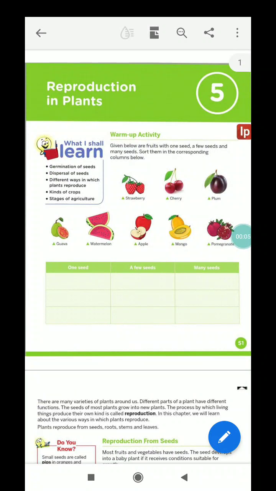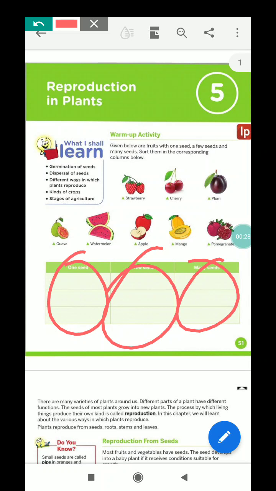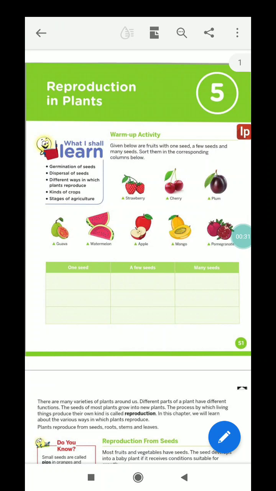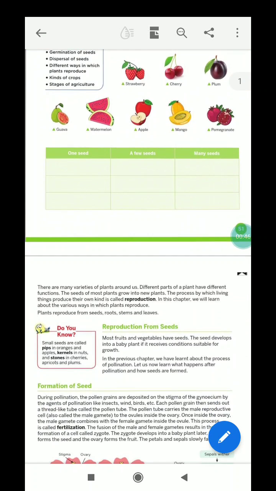We are doing class 4 science, chapter number 5, reproduction in plants. Here we have already started the chapter. In this chapter, it is about reproduction in plants. You have been given an assignment regarding this: to do this activity, one seed, few seeds, and many seeds. You have already done this activity in the class. Last day you have done this activity in which you have already put the fruits which have one seed. Some of these have few seeds and some of these have many seeds.